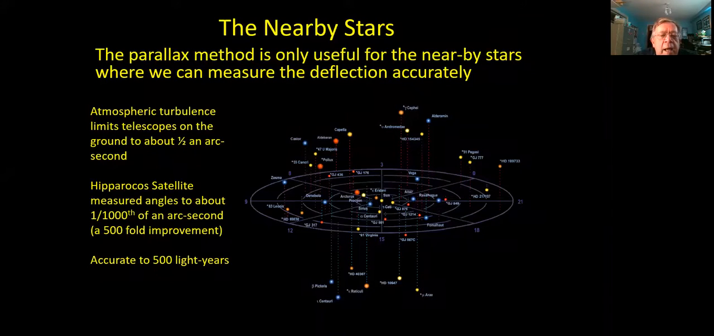So we can't be any more sure than that as to what their position actually is. To get around that, you have to go to space, and one mission that did that very successfully was the Hipparcos satellite. And that measured angles to 1/1000th of an arc second, so 500 times improvement, and was therefore accurate out to about 500 light years, able to give us really quite a good map of the local part of our universe, of our Milky Way, with several hundred stars within that distance.